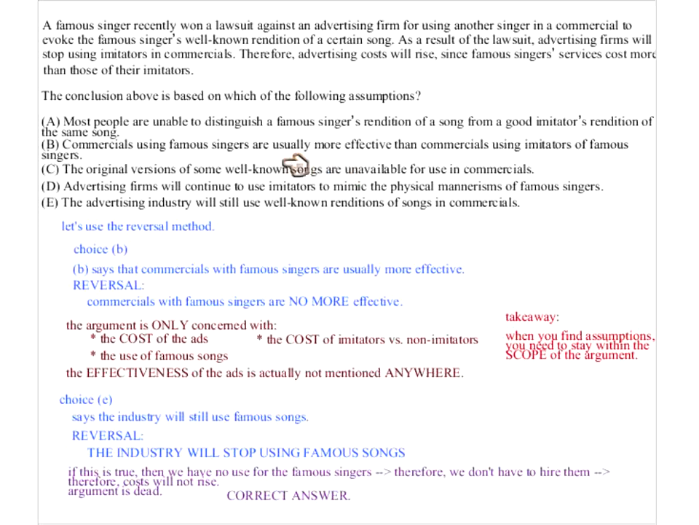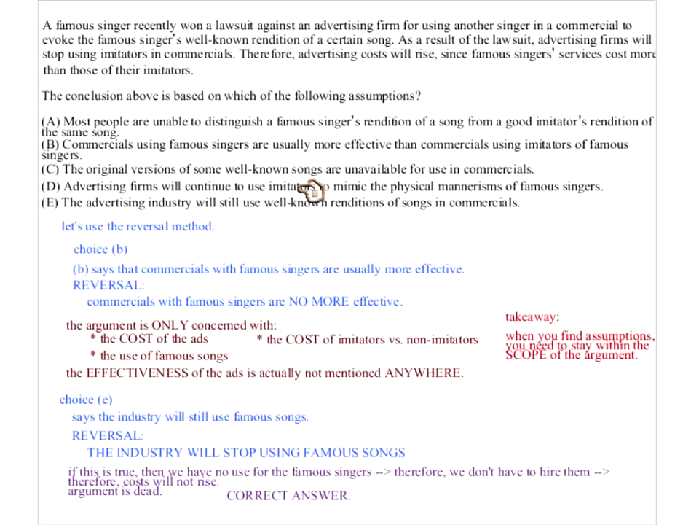So the reversal of this statement would be: if this is not true, then that means all of the original versions are available. But the original versions are going to have been done by famous singers, because they're the original version. So if you reverse this, it actually plays into the argument rather than working against it. Because if you're using original versions, then you are still using famous singers. So that'll still make your costs go up. So if you reverse C, it actually goes with, not against, the flow of the argument. Does that make sense?